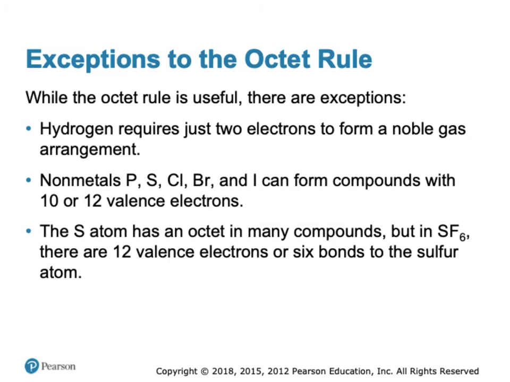All right, so I always like to say, when you have a rule, there's always going to be an exception to that rule. So there are exceptions to the octet rule. Hydrogen just requires 2 electrons to form a noble gas. There are certain nonmetals that can form compounds with 10 or 12 valence electrons. Sulfur has an octet in many compounds, but sometimes it has 12 valence electrons or 6 bonds to that central sulfur atom. We are not going to deal with these exceptions. We are only going to work within the bounds of the octet rule. The only exception that we will see is for hydrogen, where you have just 2 electrons.